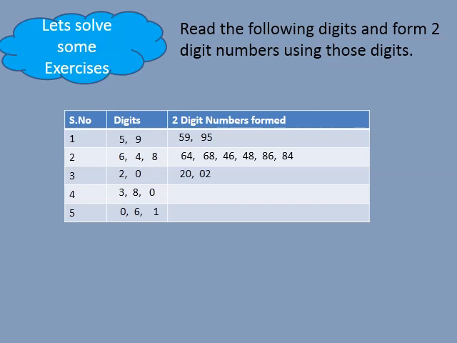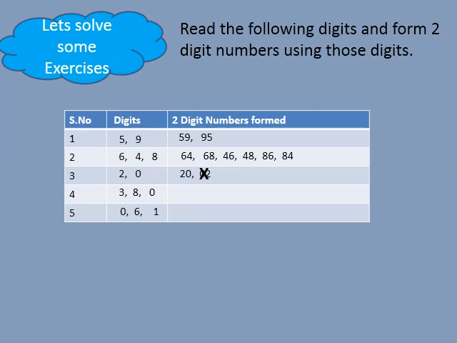Now let's do 2 and 0, the digits given. Here we can form 2 in the tens place and 0 in the units place, that is 20, and 0 in the tens place and 2 in the units place. But children, I hope you remember, if we put 0 in the tens place, then it is not a two-digit number. Here 02 means just 2. So that cannot be a two-digit number. So with the digits 2 and 0, we can form only one number, that is 20.